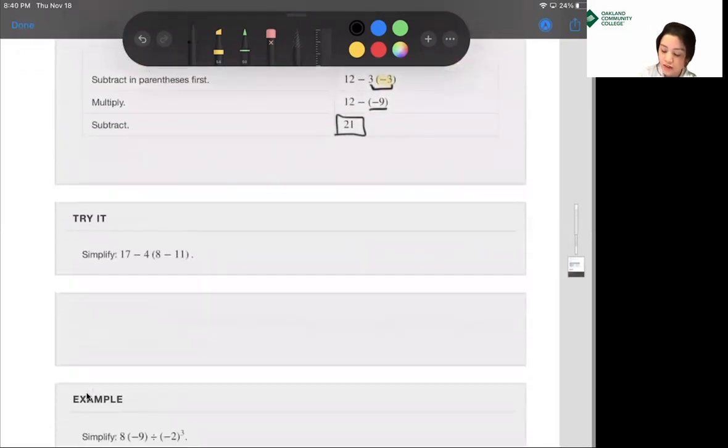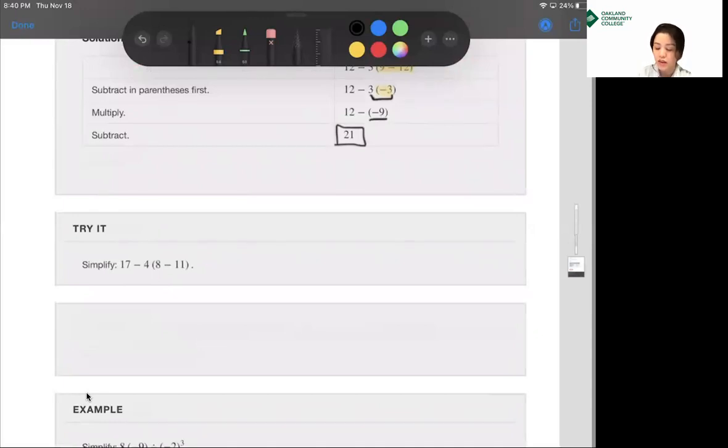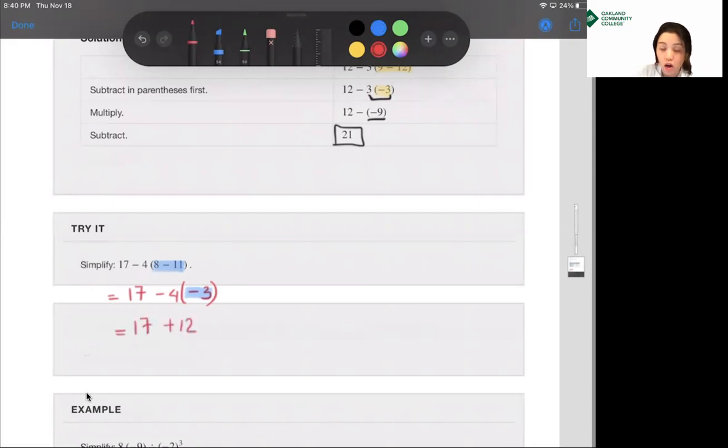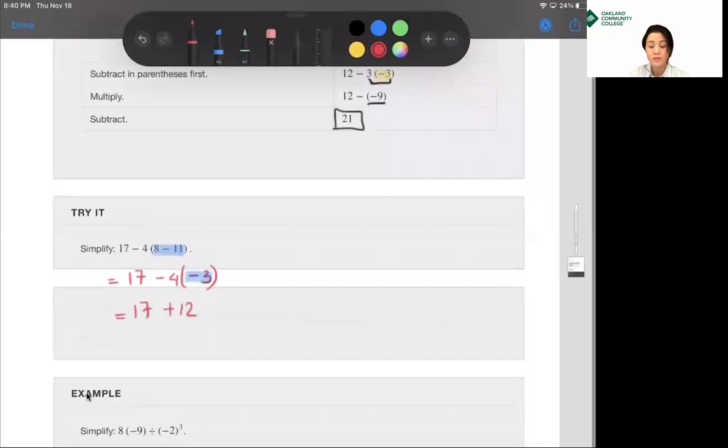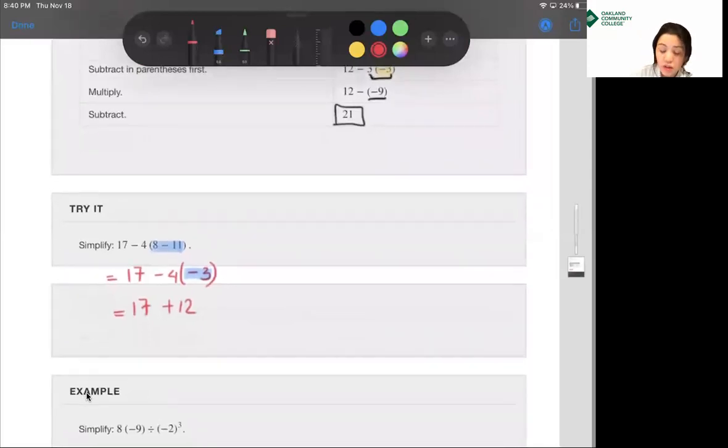All right, let's try this one. I have 17 minus 4 times the quantity of 8 minus 11. So I'm going to subtract in the parentheses first. Right here, 8 minus 11 is -3. So I'm rewriting this: 17 minus 4 times -3. -4 times -3 is +12. So that means it's equal to 17 plus 12. Right. The product of two numbers of the same sign is positive. 17 plus 12 is, I'm sorry, 29. It's 29.